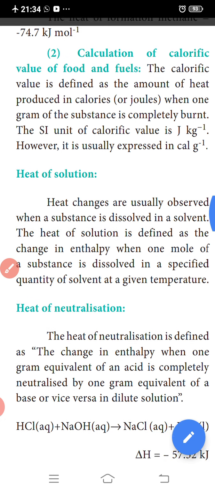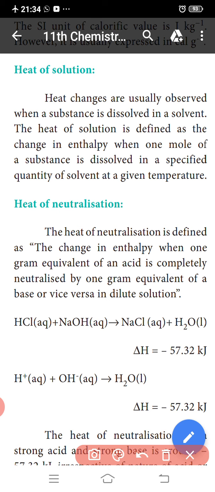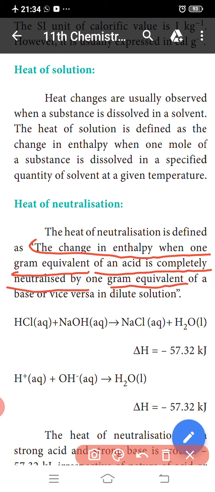Okay, the next one we discuss is the heat of neutralization. The heat of neutralization is the change in enthalpy when 1 gram equivalent of an acid is completely neutralized by 1 gram equivalent of a base, or vice versa, in dilute solutions.